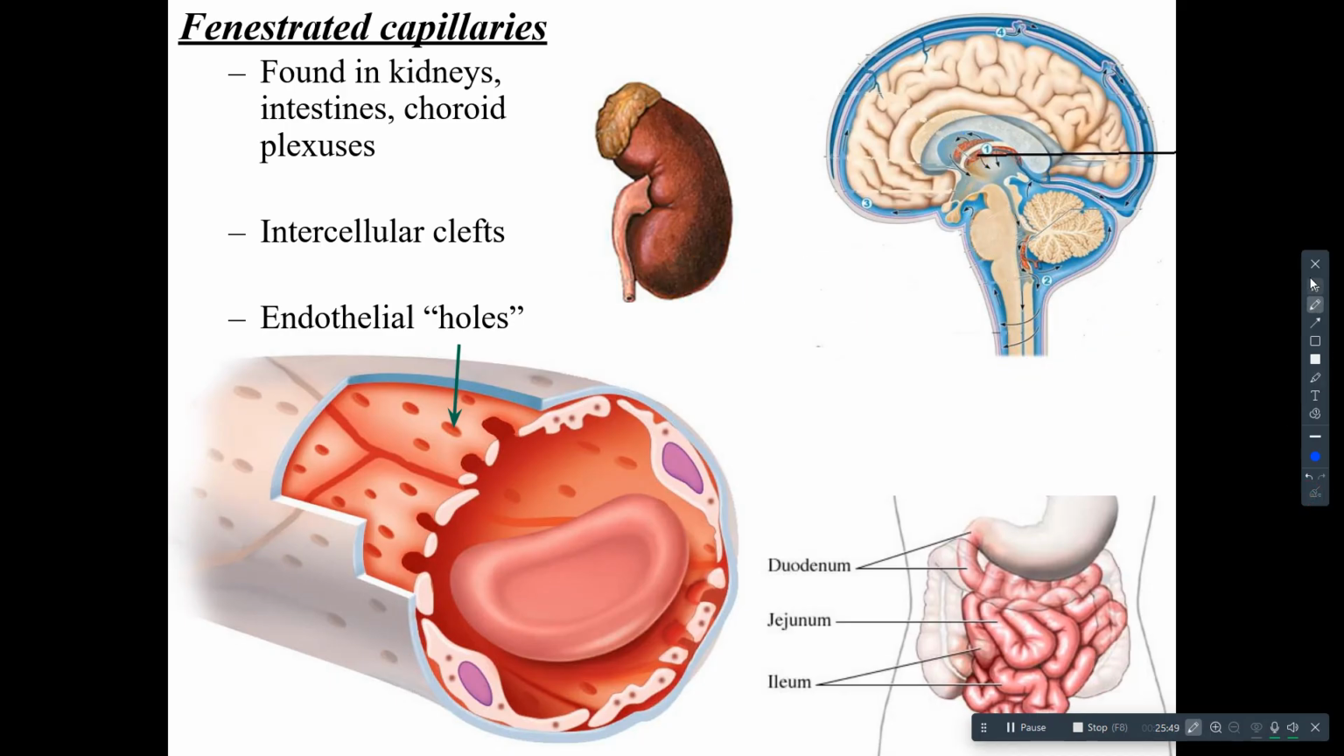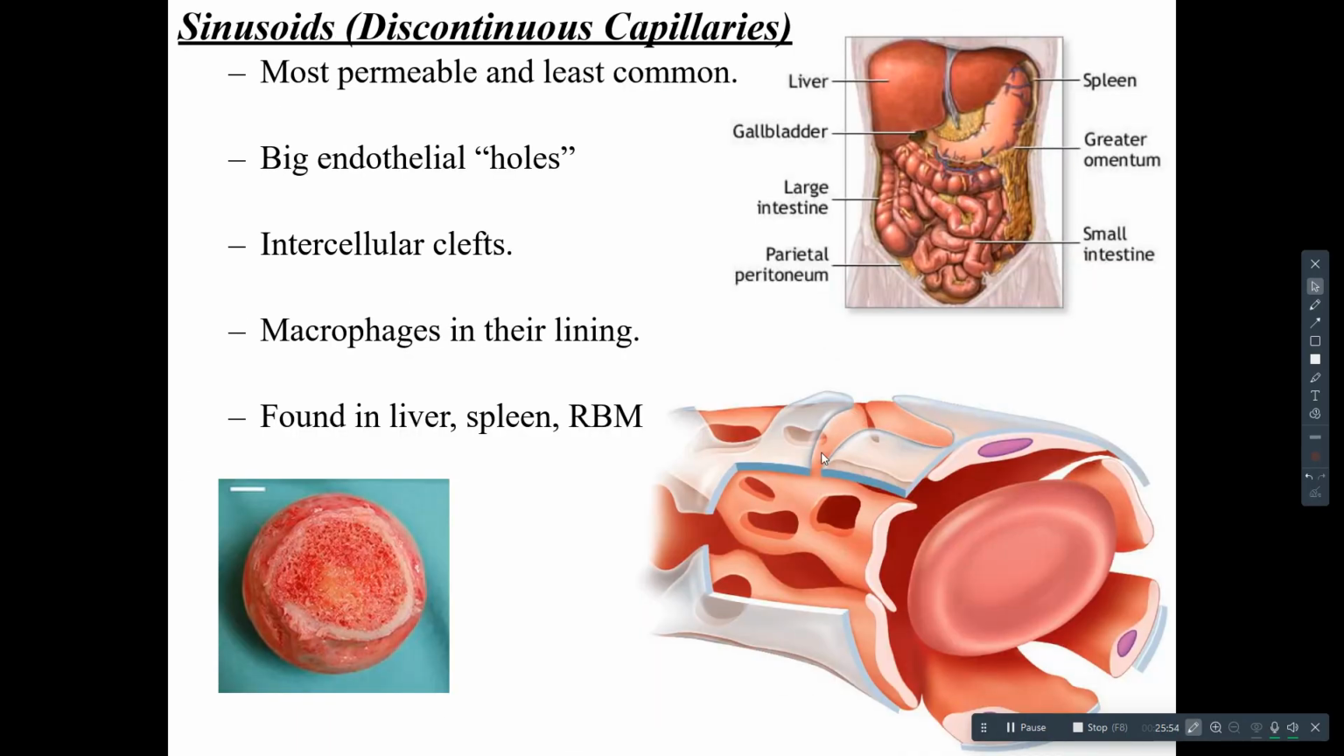Okay, excellent. We got one more type of capillary. Our final capillary type are called the sinusoids, also called sinusoidal capillaries, also called discontinuous capillaries. And these guys are my most permeable, my least common. They've got big holes, so not little fenestrations, but big holes in their endothelial cells and big intercellular clefts.